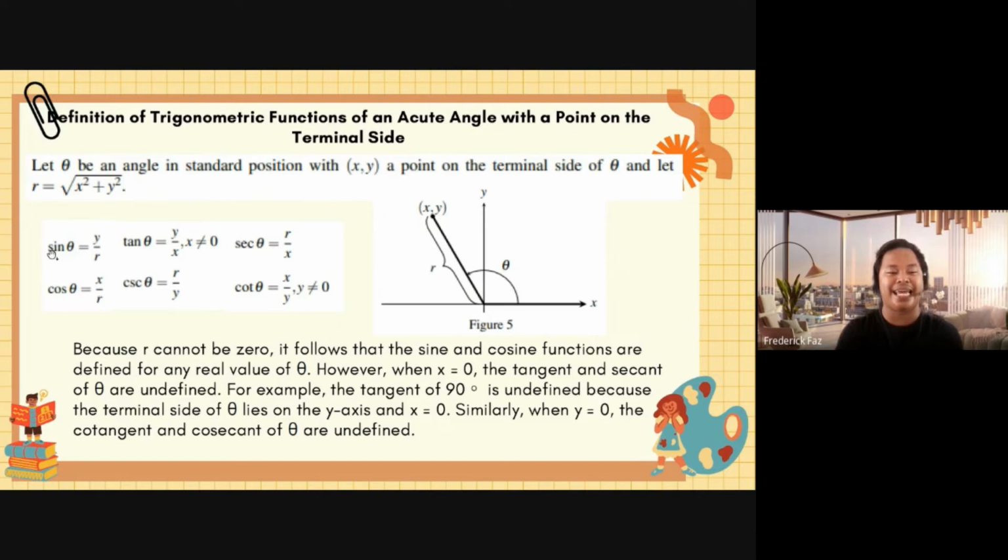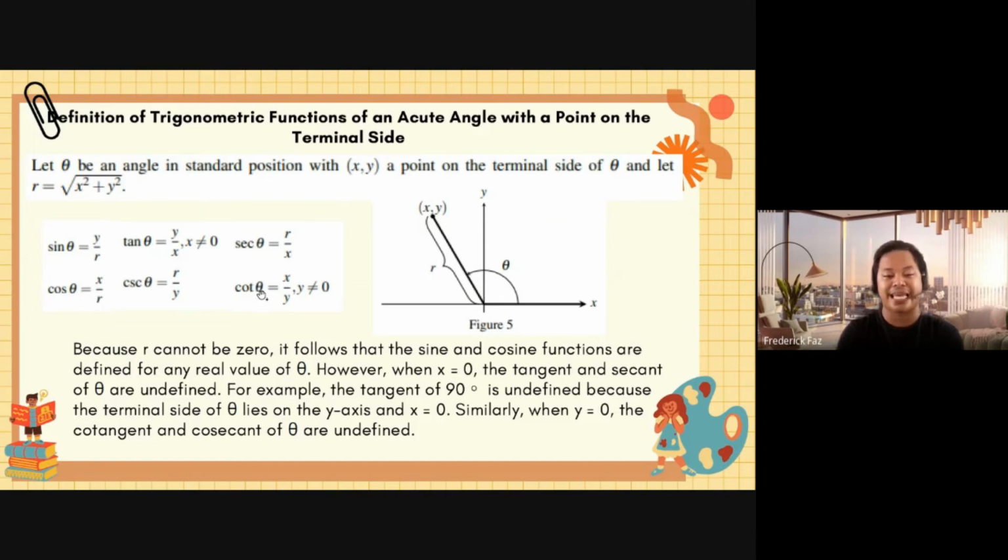So for sine theta, we have y over r. For cosine theta, we have x over r. For tangent theta, we have y over x. And for cosecant theta, we have r over y, reciprocal of sine. For secant theta, we have r over x, reciprocal of cosine.